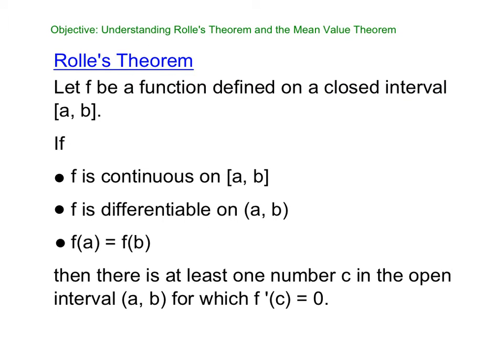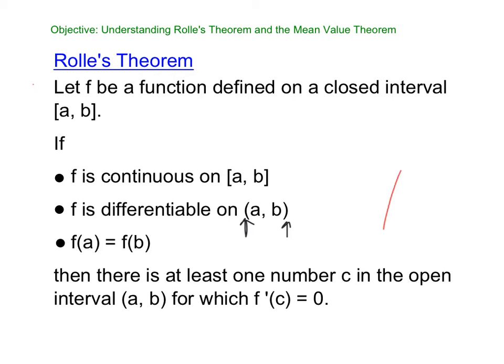Okay, so here's Rolle's theorem. Let f be a function defined on a closed interval. f is continuous and differentiable, but notice it doesn't have to be differentiable on the endpoints, just continuous. And f of a equals f of b, then there is at least one number c for which the derivative equals 0. So if you think about this logically, it makes sense.